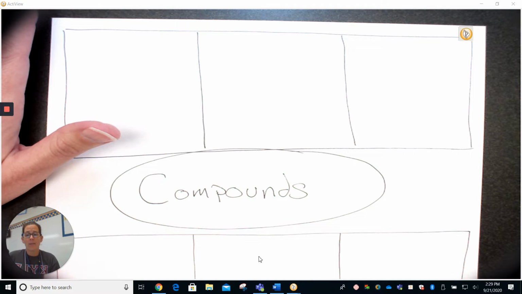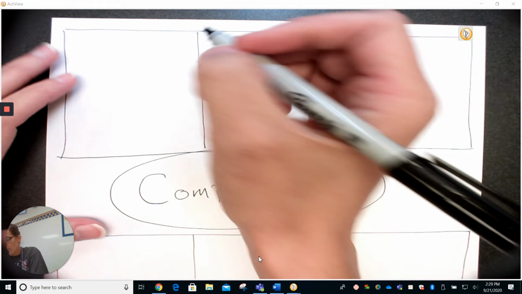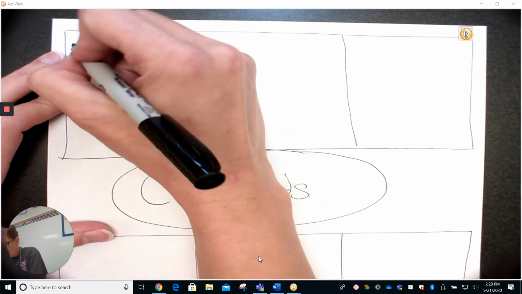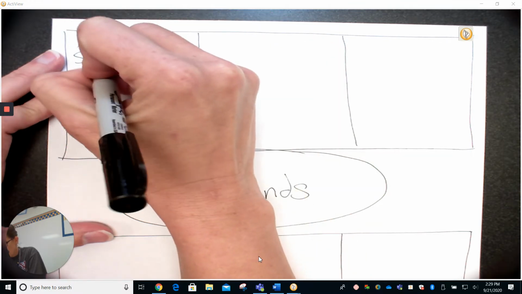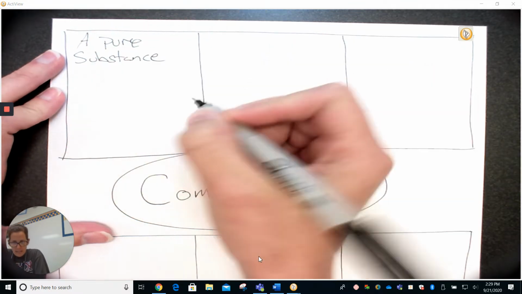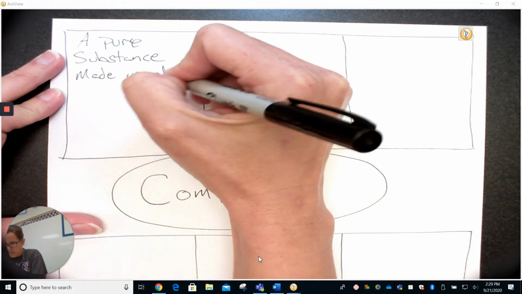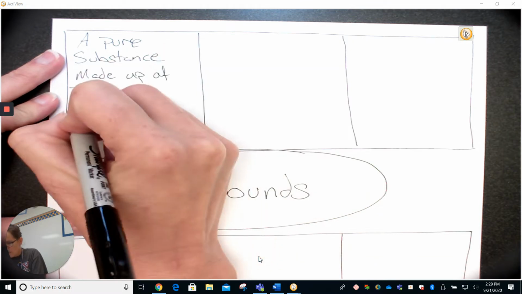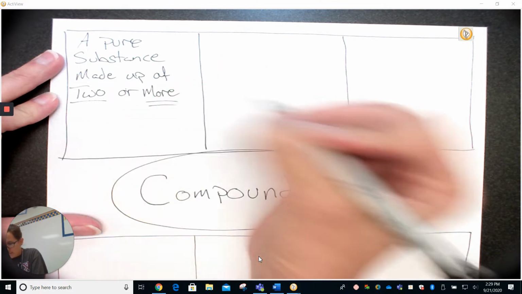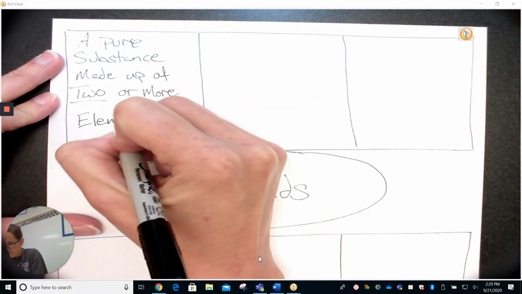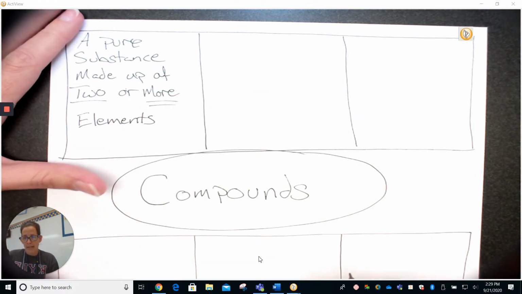So the definition of a compound is a pure substance made of 2 or more elements. So that's what we're going to write right up here in this box. So a pure substance made up of 2, I'm going to underline that, or more elements. Okay, so a pure substance made up of 2 or more elements.